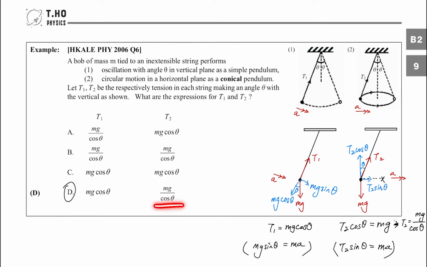So therefore, the answer here for T1 is mg cosine theta, and for T2 it is mg divided by cosine theta. And the difference, let me emphasize again, is because the motions are different in different situations. The subsequent acceleration and the motions are different in these two cases. So you have to decide which force should be resolved, whether mg should be resolved or T2 should be resolved.